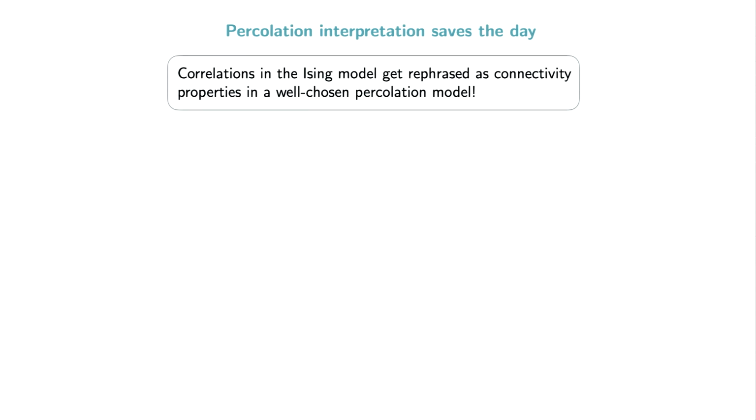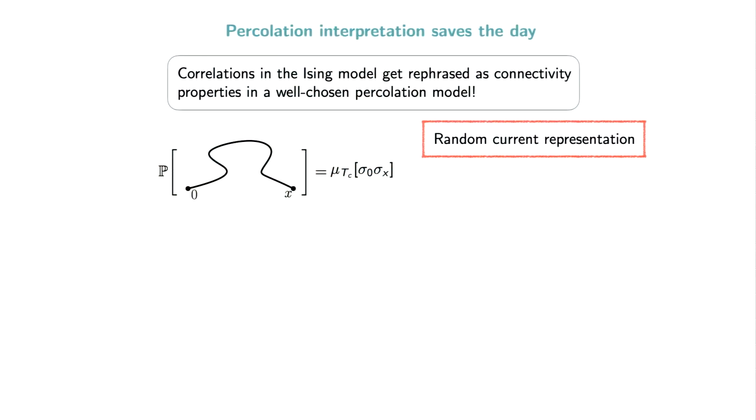But now what's the connection with the Ising model? The connection with the Ising model is that percolation, when you don't have integrability, saves you in the following way. When you look at the correlations of the Ising model, they get rephrased as connectivity probabilities for a certain percolation model. This percolation model is not the Bernoulli percolation that I mentioned before. It's actually a much more complicated one. It's called the random current representation. But basically, the spin-spin correlations are rephrased as the probabilities that 0 is connected to x in my random graph.